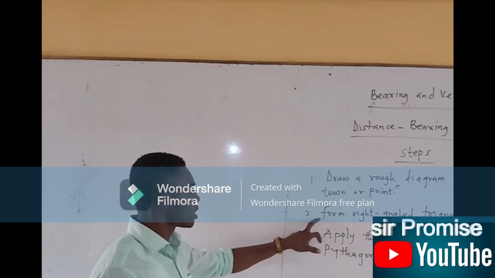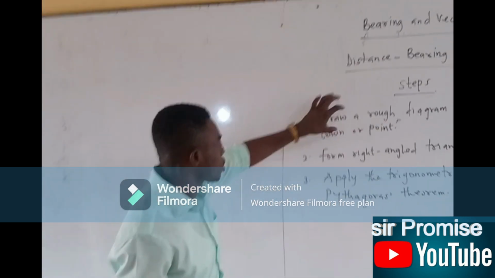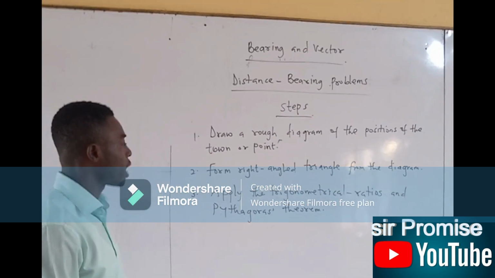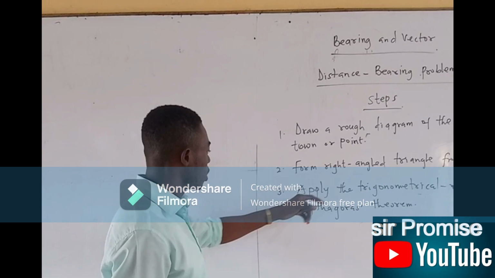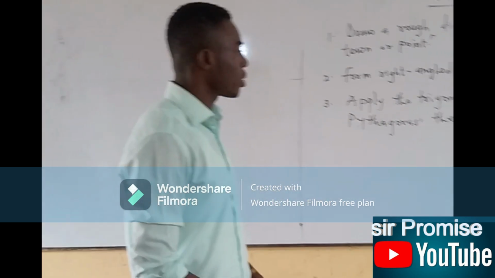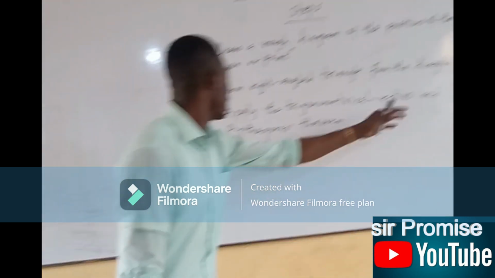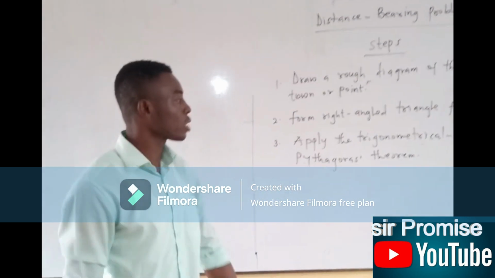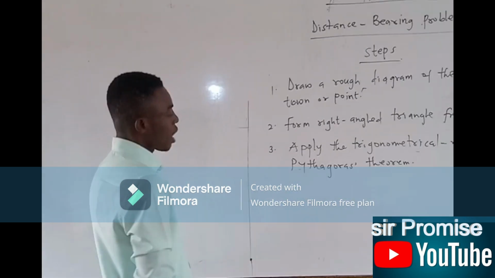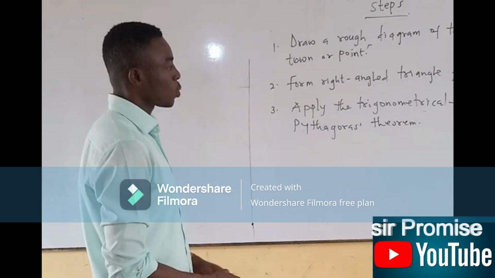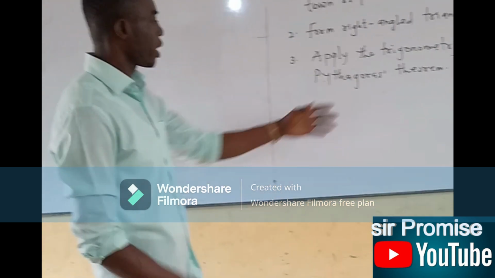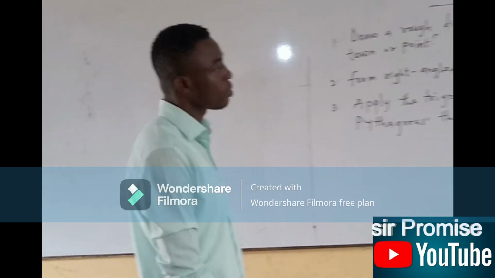The second step is that in the rough sketch that you make, try to form a right angle triangle from the diagram. The third rule is to apply trigonometrical ratios and Pythagoras theorem. When we talk about the trigonometrical ratios, we are talking about what we normally know as SOHCAHTOA, the ratios of sine, tan, and cos, and the Pythagoras theorem as you already know.